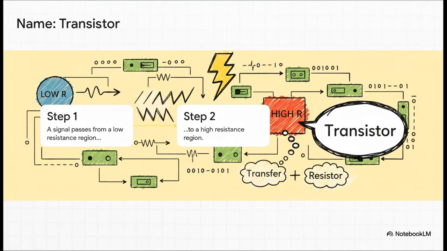You know, the name itself is actually a huge giveaway for how it works. A signal is passed from a region of low resistance to a region of high resistance. So the device is effectively transferring a signal across a resistor. You combine transfer and resistor, and you get transistor. It's such a simple, elegant name for a device that literally changed the world.